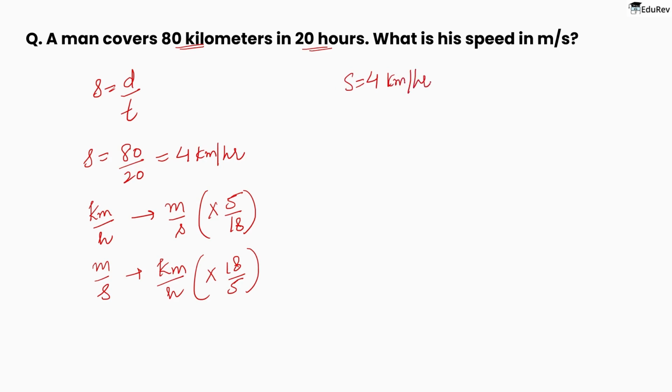So in this question we have found out the value of speed to be 4 kilometers per hour. So to convert it into meters per second, we will multiply 4 by 5 upon 18, which will turn out to be 10 upon 9 meters per second. And by further dividing we get speed as 1.11 meters per second. Do remember this formula for conversion. We multiply by 5 upon 18 when we have to convert kilometers per hour into meters per second, and we multiply by 18 upon 5 when we have to convert meters per second into kilometers per hour.